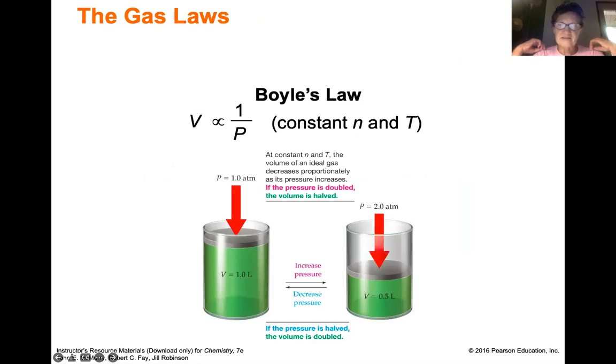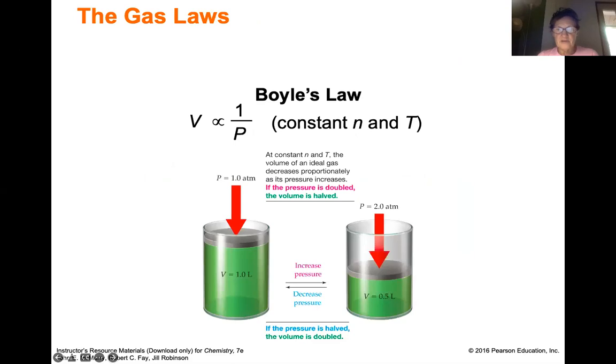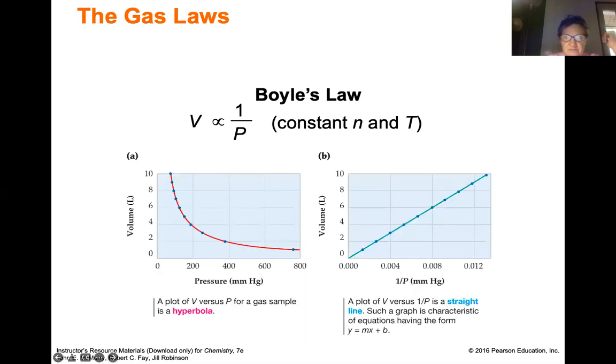So the gas laws were developed by individual experiments, not an experiment where you related all of these. But Boyle started out by holding number of moles and temperature constant and just looking at how volume and pressure changed. And what he discovered is that they were inversely proportional. So as volume went up, pressure went down, and vice versa. So that was one set of experiments.